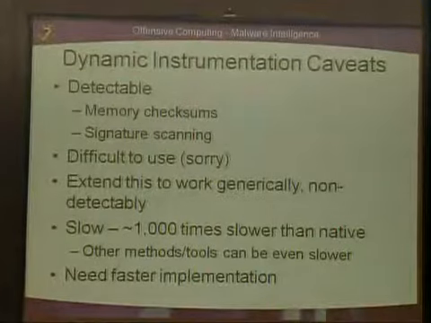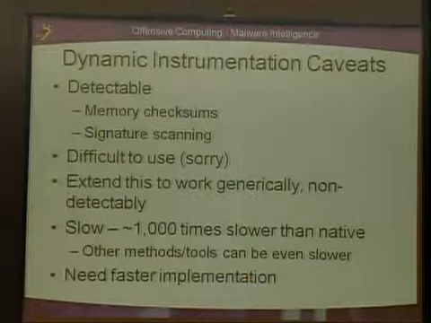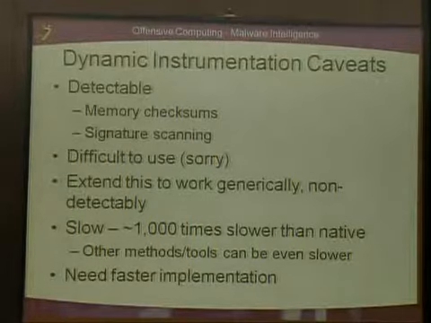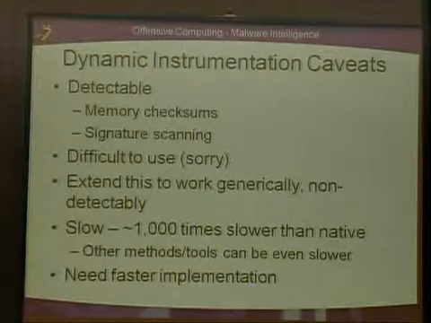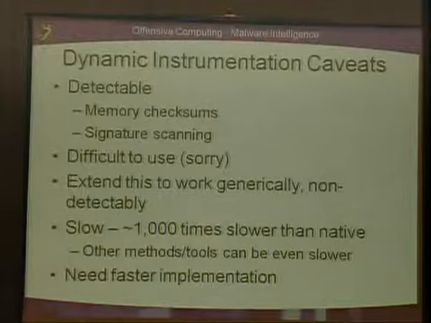So there are some problems with the dynamic instrumentation method. First of all, it's extremely detectable. Memory checksums, it shows up. Signature scanning, it's going to show up there. It's difficult to use, and really sorry about that. It was just proof of concept code, but it's code that we published at Black Hat. Some people had trouble with this.